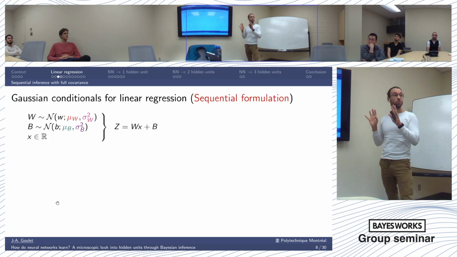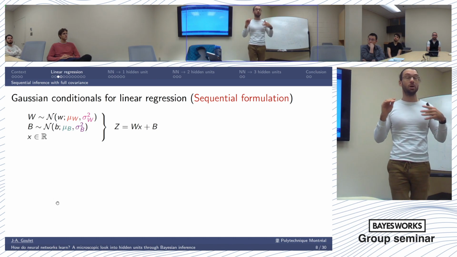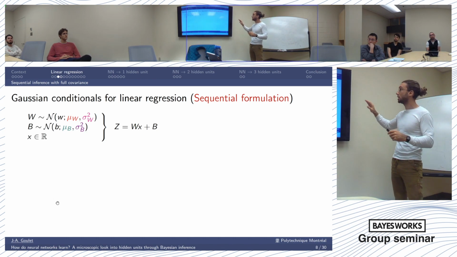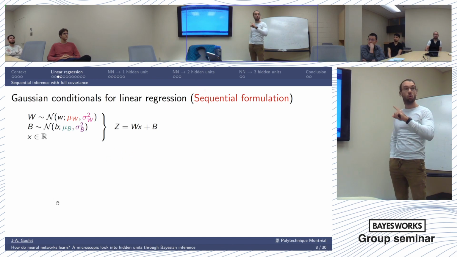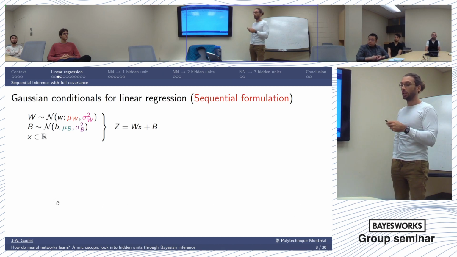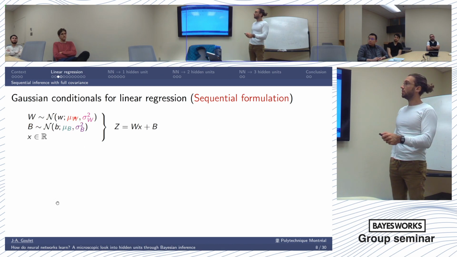First, let's review together the maths to do this. It's fairly simple, but just to get it fresh in your mind, because we're going to reuse this along the presentation. We're going to look at it first for the sequential formulation: we see one observation, then the second one. W is univariate Gaussian with mean mu W, variance sigma W squared. B, the same thing, with mu B, sigma B squared.